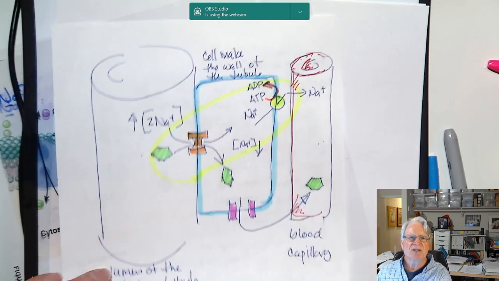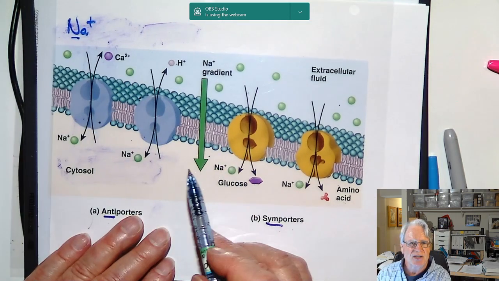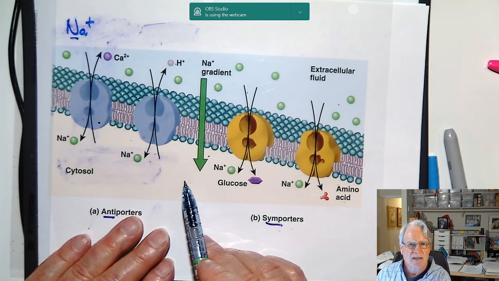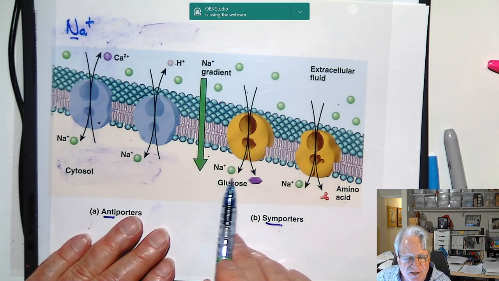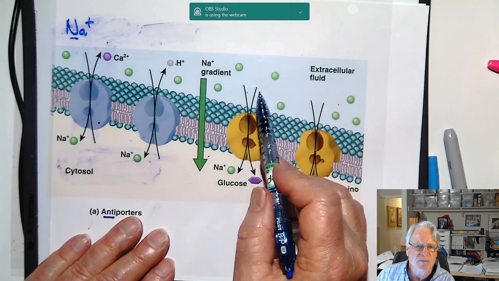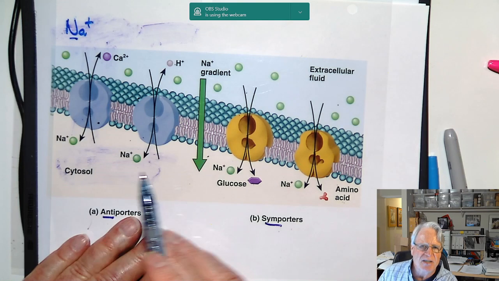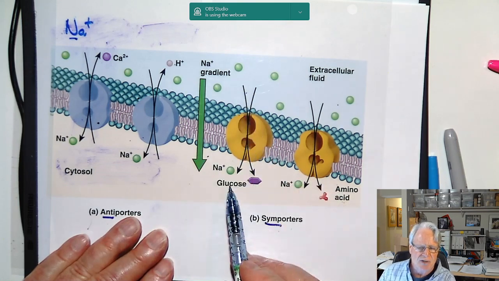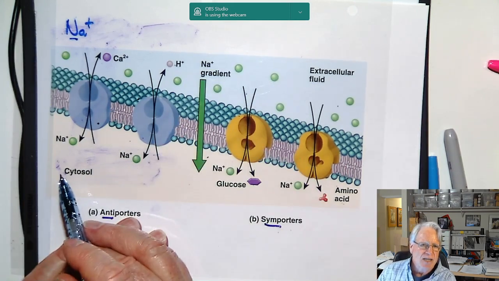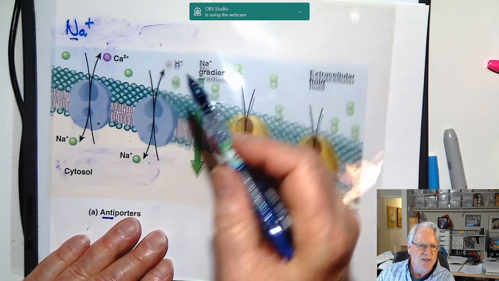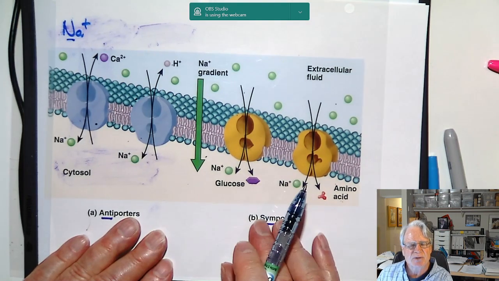The reason why sodium is in such a low concentration here inside the cell is because we worked to produce that difference in concentration. And then we took advantage of that to move something. And when we move that something, it either can move in the same direction as sodium or in the opposite direction of sodium. If it's moving in the opposite direction, that's an antiporter. And a symporter is when they're moving in the same direction.